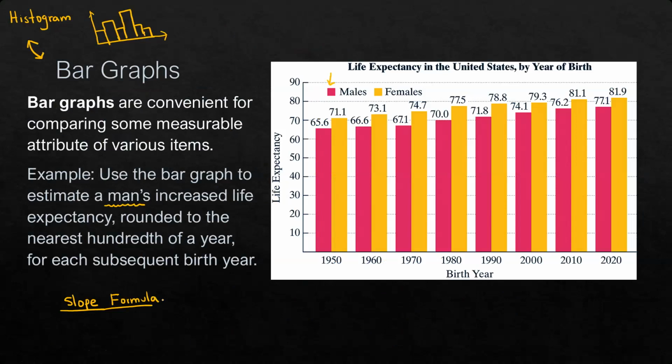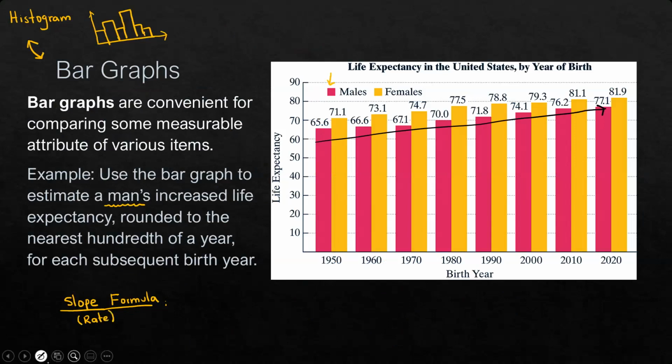And so in order to do that, what we want to do is try to explain this a little further. We want to know at what rate a man's life expectancy is increasing from here all the way to there. So it is increasing at some rate, and that's what we're trying to find out. At what rate is it increasing? And so in order to do that, we use the slope formula, which helps us find rate.